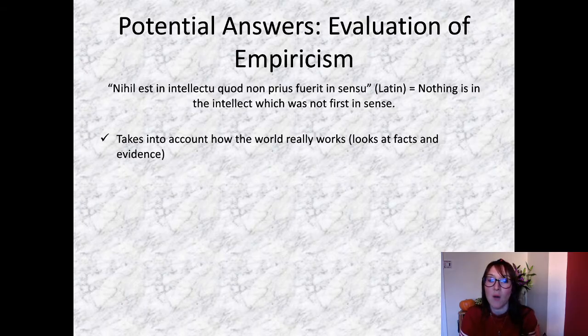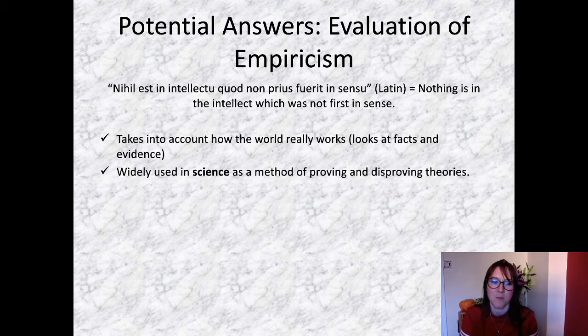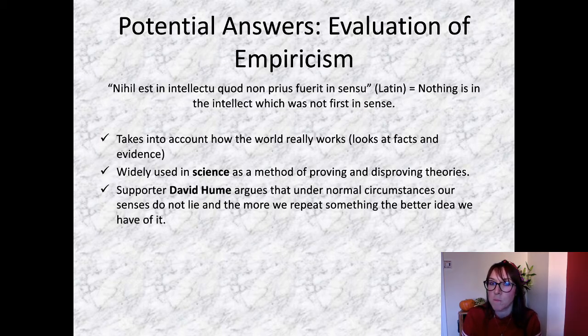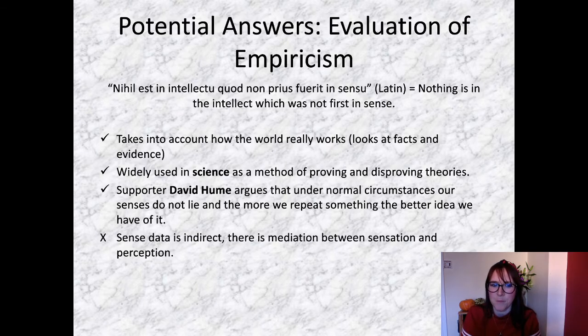It takes into account how the world really works, looks at facts and evidence. We gain knowledge because we use our senses. It's widely used by science as a method of proving and disproving theories. David Hume, who's a big name in philosophy, is an empiricist. He uses his senses, and he says that, again, they might be incorrect, but on the whole, they don't lie.